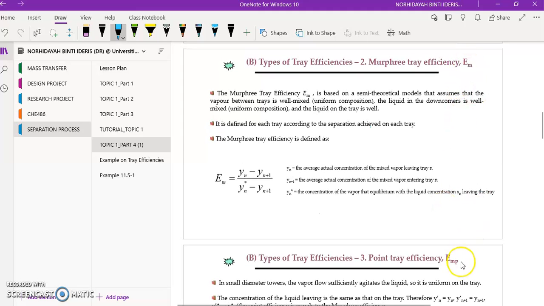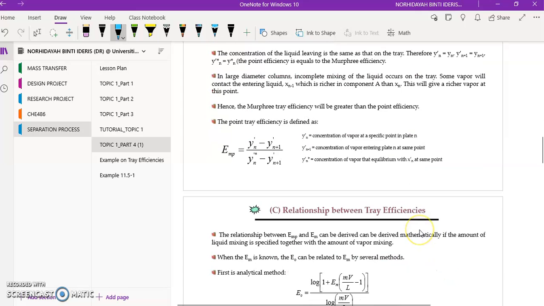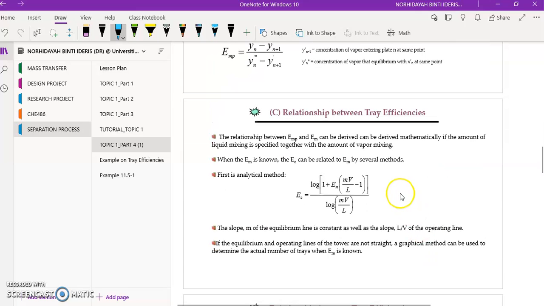For the EM and EMP, it's better for you to refer to figure 11.5-1 inside the textbook to understand the location. Where is the location of this y n plus 1 and so on. Then look at the subtopic here, which is the relationship between the tray efficiency.